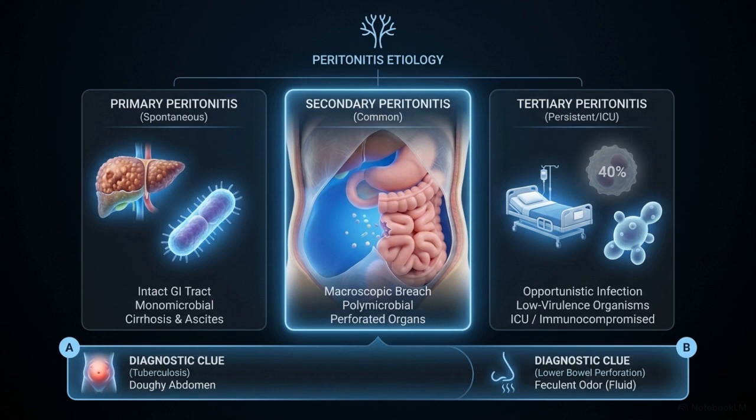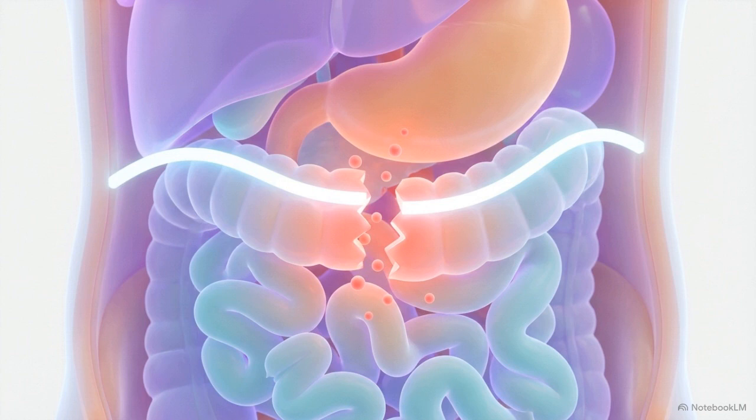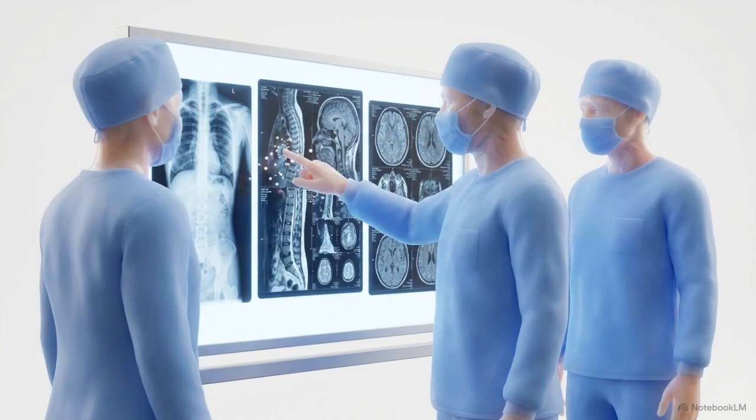The physical examination provides the final diagnostic constraints. A doughy abdomen indicates tuberculosis, while a feculent odor in the peritoneal fluid confirms a lower bowel perforation. By identifying how the anatomical barrier between the gut and the sterile cavity failed, the clinical team can select the appropriate treatment path to stabilize the patient and restore that integrity.